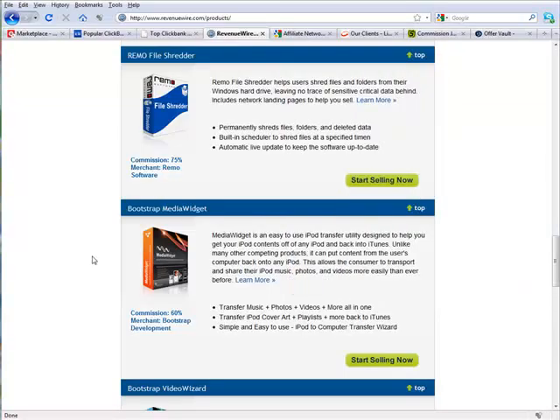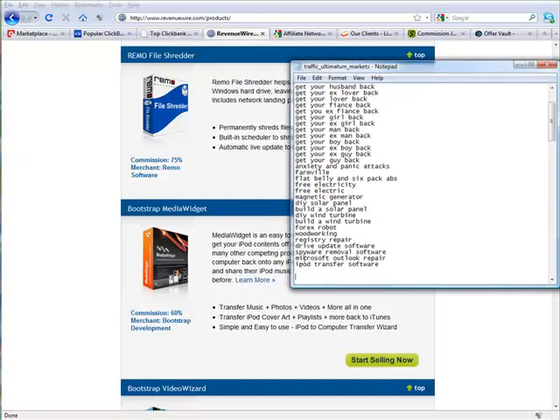This Bootstrap Media widget and the iPod transfer utility. There could be keywords that are better than iPod transfer software, but I'm not going to find that out until I actually go on to the keyword research. I don't have to worry about getting the perfect keyword right here. It's just really general to help me sort of try and explain things.